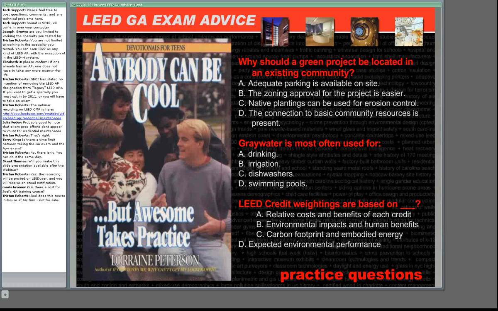What you do need to know is the broader components of LEED certification. For instance, LEED credit weightings are based on relative costs and benefits of the credits, environmental impacts and human benefits, carbon footprint and embodied energy, and expected environmental performance. The answer here is B. The new LEED 2009 system used a credit weighting system to determine the point values for every credit. It's based on the TRACI tool. That's the sort of thing you need to understand at the LEED GA level: holistically, how credit ratings are determined, and not necessarily the point value for each credit.